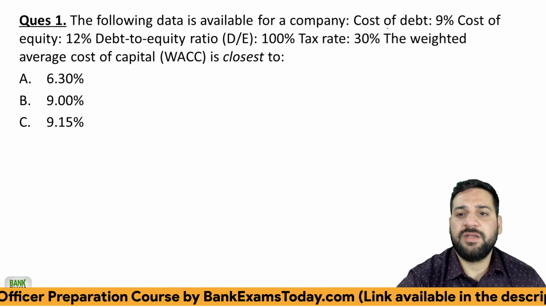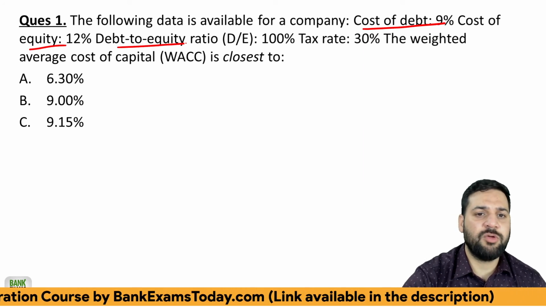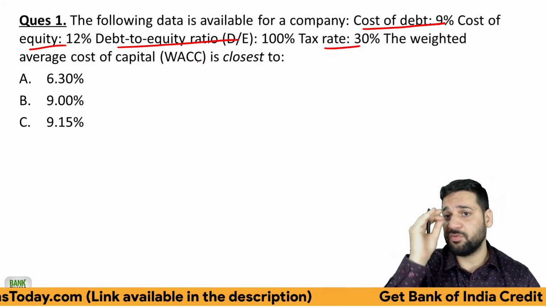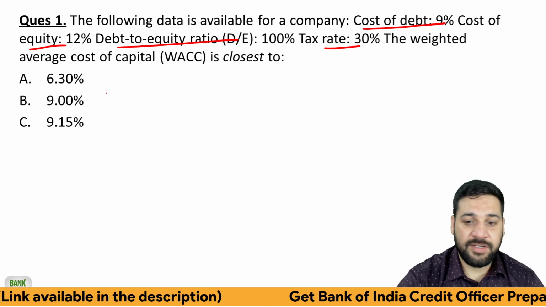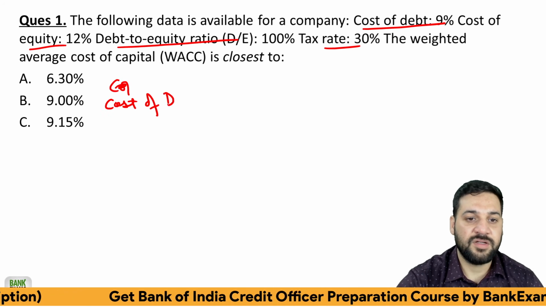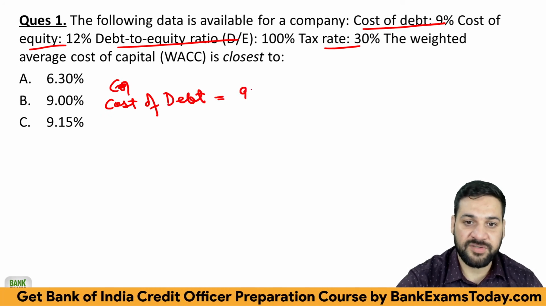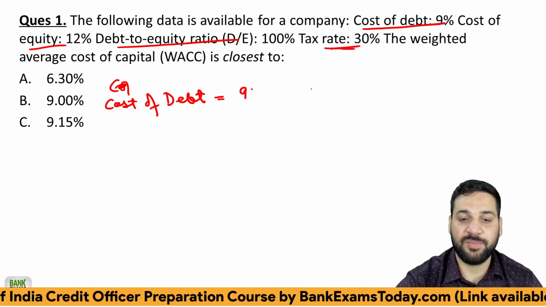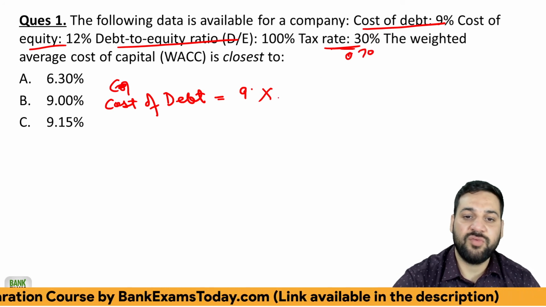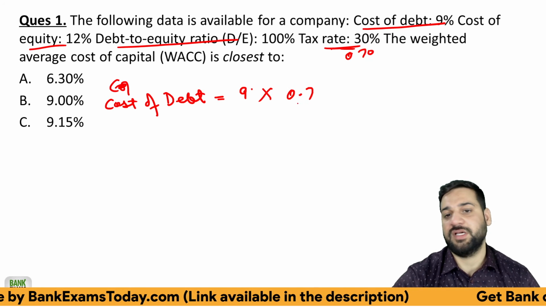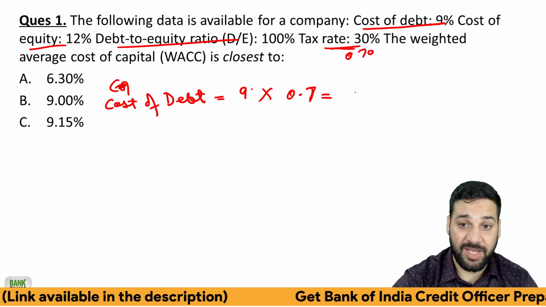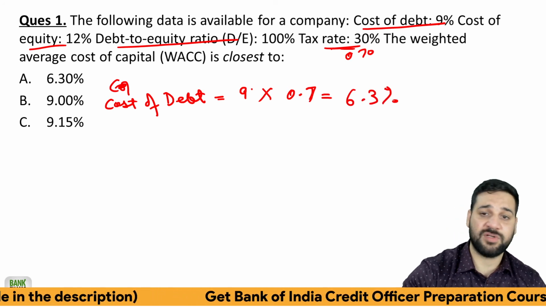So, simple question: cost of debt, cost of equity, debt to equity ratio is given, tax rate is given, weighted average cost of capital. Exactly these kind of questions we are going to find in the exam. One important thing: what is the cost of debt? The cost of debt is 9%, but as the tax rate is 30%, that much is actually saved. 30% tax rate, बच कितना गया? 70%. So we need to find out 70% of 9%. That is the final cost of debt. Our actual effective cost of debt is 6.3%, not 9%.